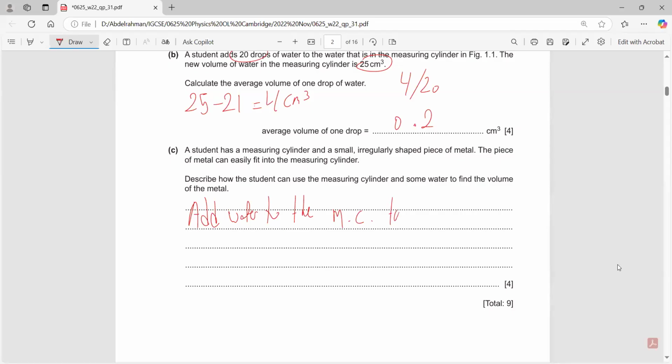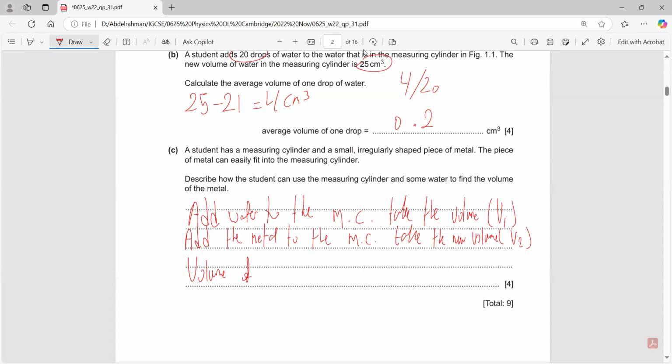And then take the volume, which is V1. Then add the metal, the irregularly shaped object, to the measuring cylinder again. And take the new volume. We can name it V2. So we have V1 and V2. The volume of the metal should be V2 minus V1, the difference between the two readings.